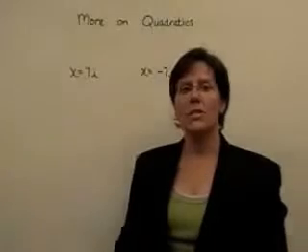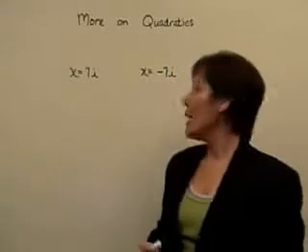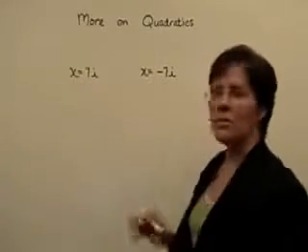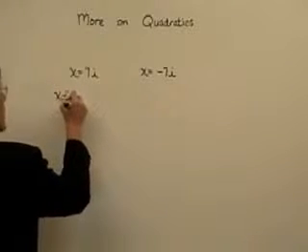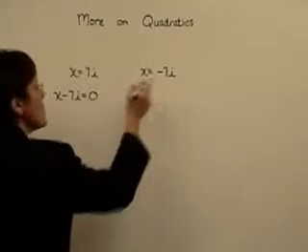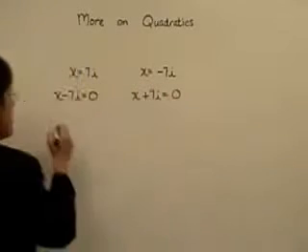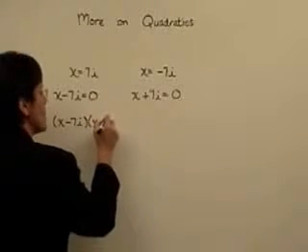Writing a quadratic equation that has two imaginary solutions is no different than the previous two problems. So I want to have the quadratic equation whose solutions are 7i and minus 7i. So I'm going to get the 7i on the left-hand side, so I'll have x minus 7i equals 0. Here I'll have x plus 7i equals 0, and then I will write the product of these two binomials.